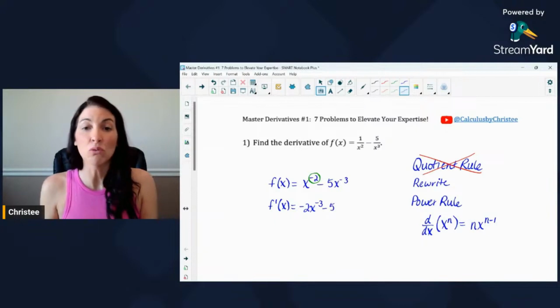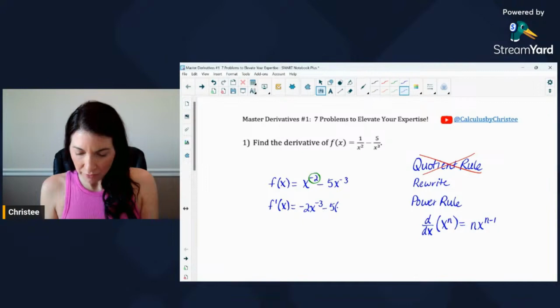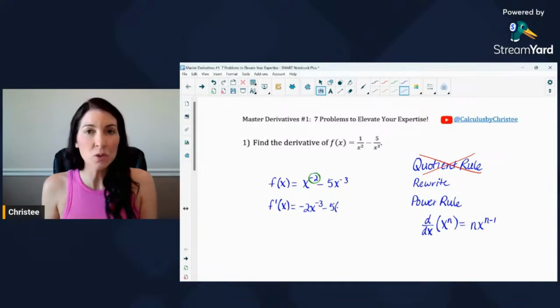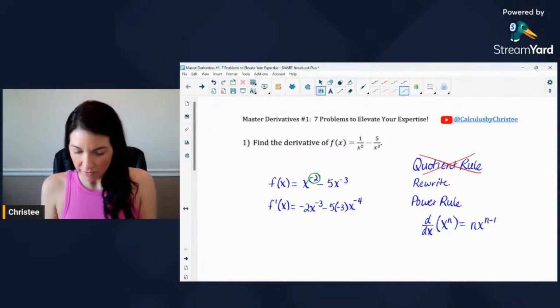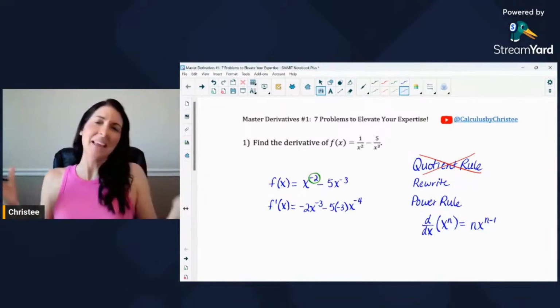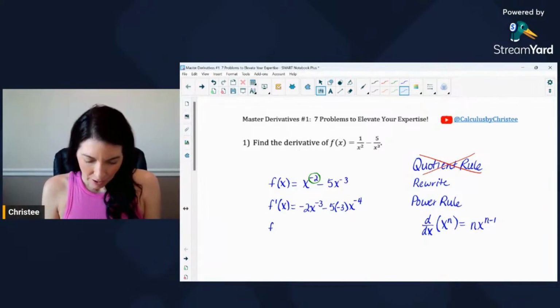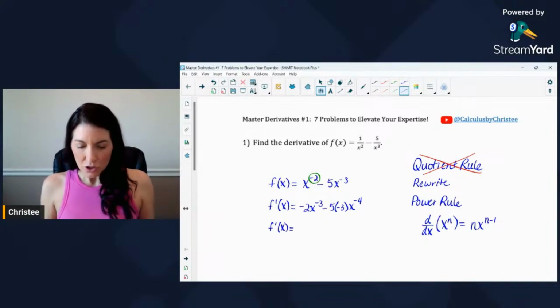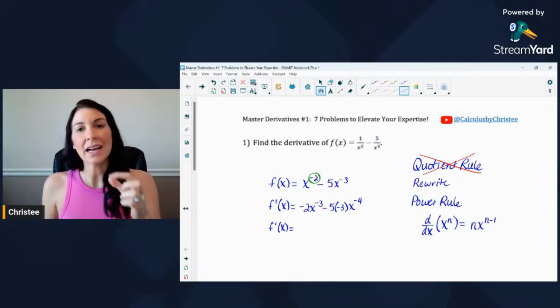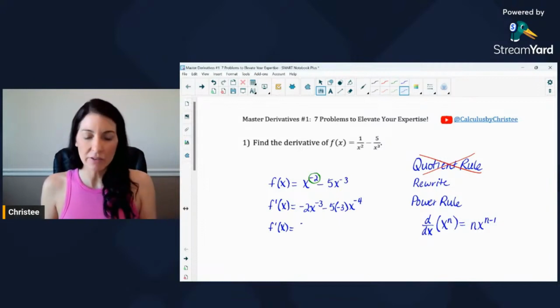And then I have this negative 5 out there already as a coefficient. So when you bring the negative 3 in front, you're going to want to multiply those two numbers together, and then again subtract 1 from the exponent. So negative 3 minus 1 would give us negative 4. And okay, that's fine. You can leave it like this, but I think it'd look a lot nicer if we cleaned that up. So let's rewrite this as f prime of x equals negative 2x to the negative third. We can rewrite that x to the third back in the denominator and give it a positive exponent, but leave that negative 2 in the numerator because negative 2 does not have a negative exponent.